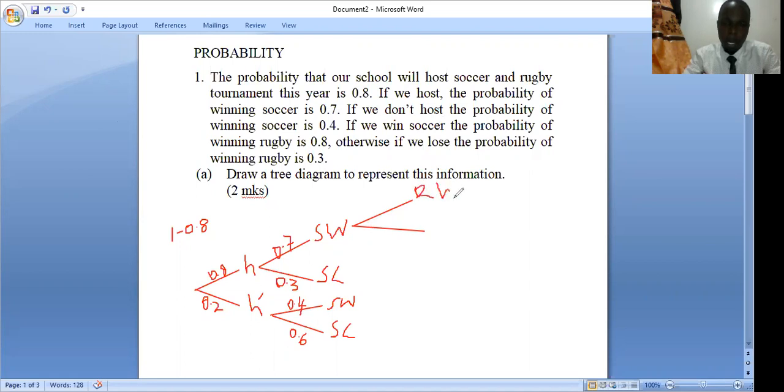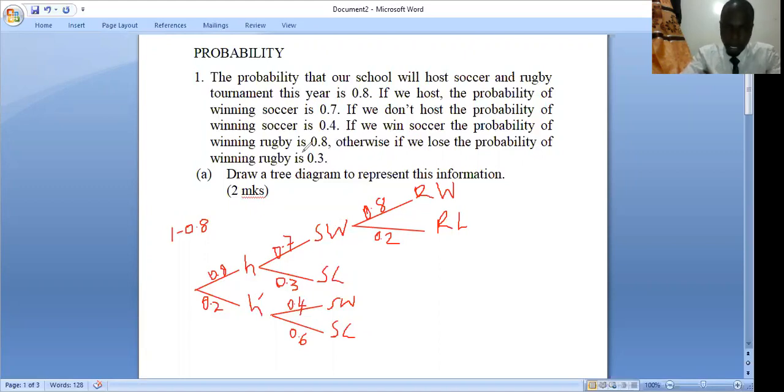Rugby win, rugby lose. If we win soccer and at the same time we win the rugby, the probability here will be 0.8. If it is 0.8, then the probability that if we win soccer, we lose rugby is also very minimal. That is 1 minus 0.8. You always make sure that where these things meet is 1. 0.8 plus 0.2 is 1. 0.7 plus 0.3 is 1.